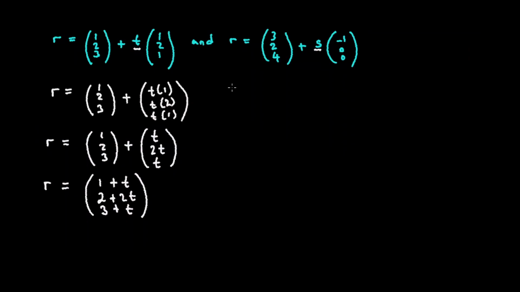We are going to do the same for the second line. So for this line, r is equal to (3, 2, 4) plus s times (-1, 0, 0). So it's 3 minus s. Then it's 2 plus s times 0, which means it just remains 2 since s times 0 is 0, and here it remains 4 like this. So we have simplified our lines further.